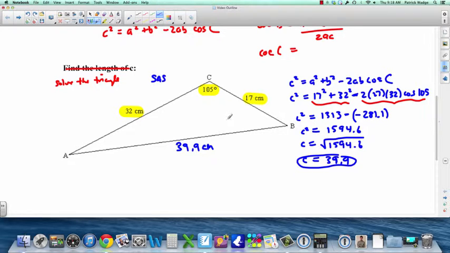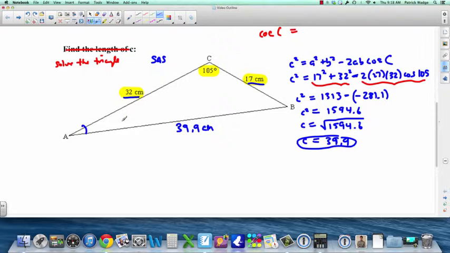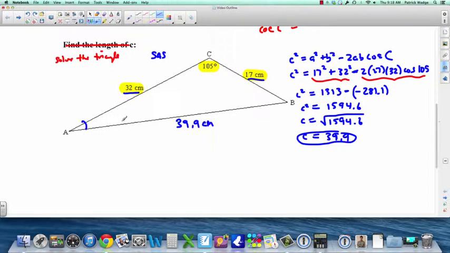So which one of these is the smaller angle? Well, just by looking at it, you can probably tell it's this one, A. But do you know the other way you can tell which one's smaller? It's going to be across from the smaller side. 32, 17. 17 is smaller, so the angle across from the 17 is smaller. So this is the angle we want to find next, angle A. And you can use the cosine law if you want, but I find the sine law easier, and you can use the sine law now.